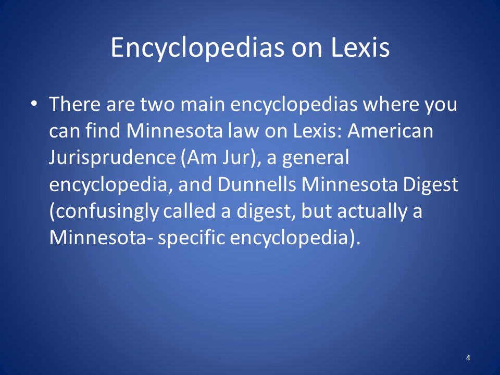There are two main encyclopedias where you can find Minnesota law on Lexis: American Jurisprudence, commonly called AmJur, a general encyclopedia, and Donnell's Minnesota Digest, confusingly called a digest, but actually a Minnesota-specific encyclopedia. This tutorial will show you how to locate and search American Jurisprudence, but the techniques will also work for Donnell's.